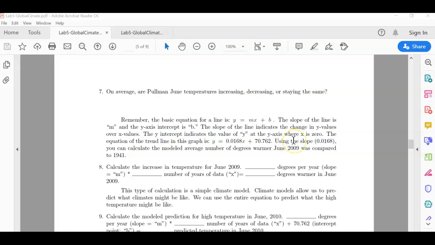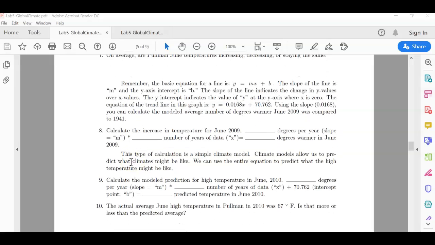Using the slope, you can calculate the modeled average number of degrees warmer in June 2009 compared to 1941. So that's what we're going to do: calculate the increase in temperatures for June of 2009. How do we do this? First, we must input the degrees per year, meaning the slope. So here we're going to put 0.0168 times the number of years of data, meaning x.